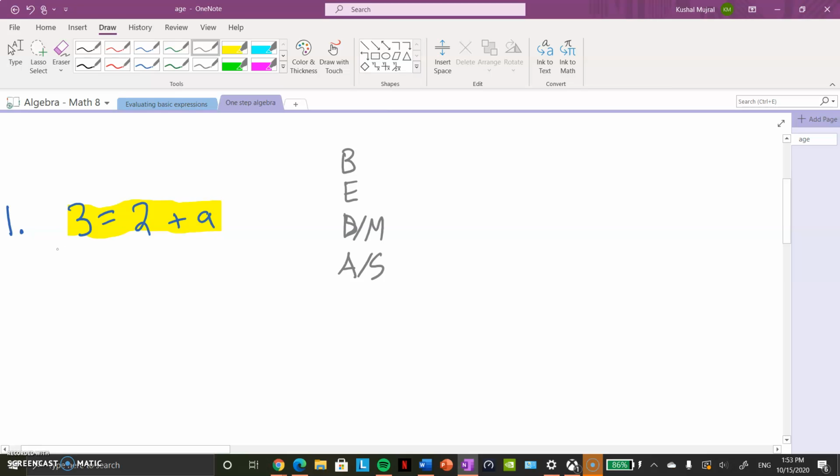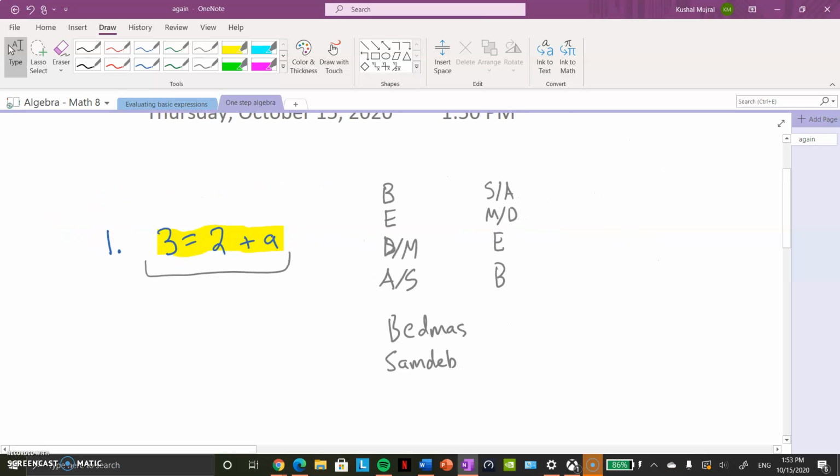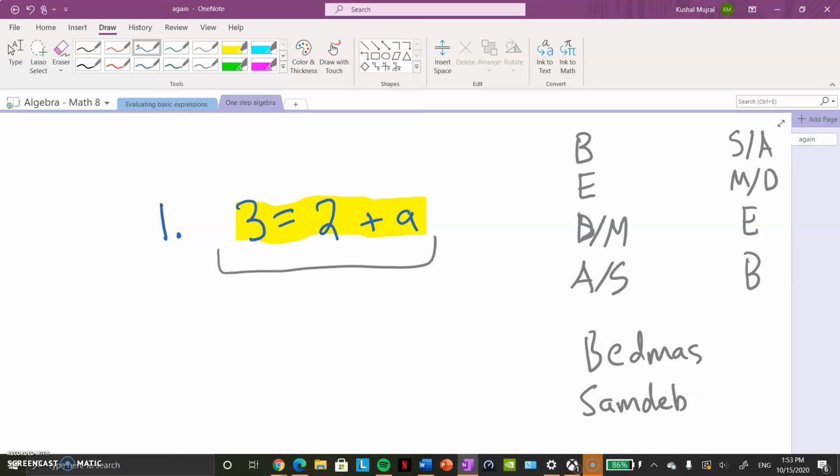Okay, so when we're solving questions like this in algebra, we want to follow the rule SADMEB. Okay? Not SAMDEB, SADMEB. So that's just the backwards of BEDMAS, okay? BEDMAS, and now SADMEB, okay? It's backwards. So what we're going to do over here is we want to get a completely by itself.